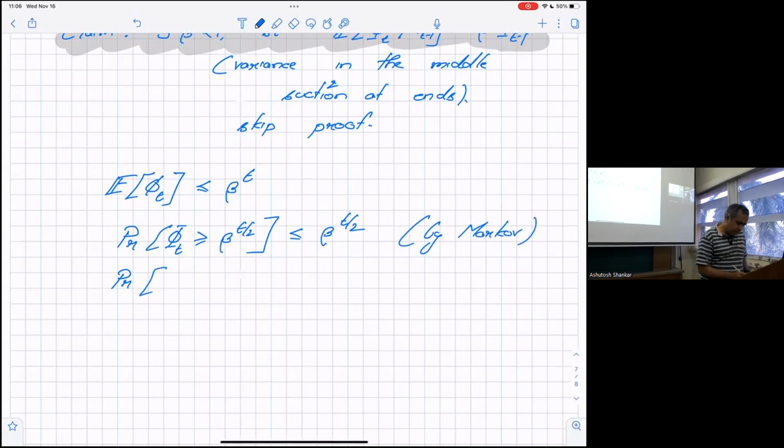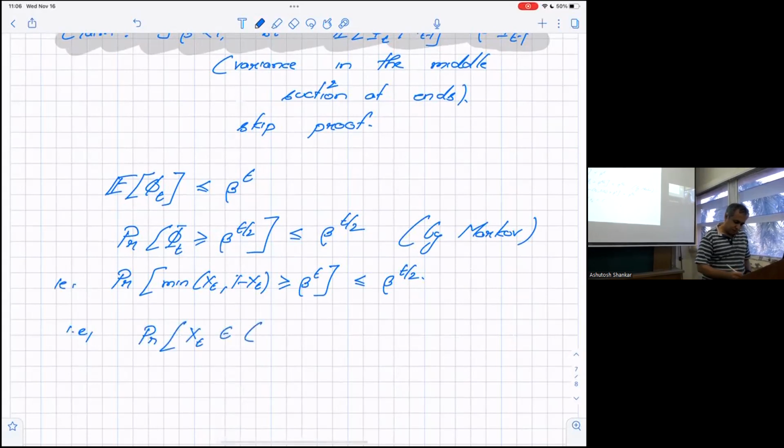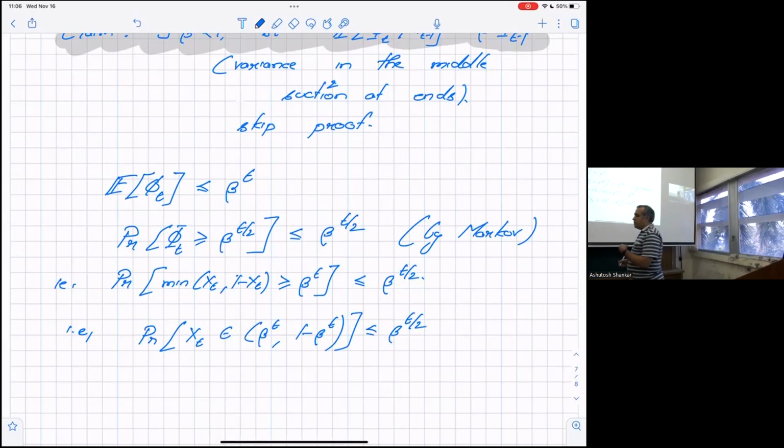Probability that the min of xt and 1 minus xt is greater than or equal to beta to the t is less than or equal to beta to the t by 2. Equivalently, probability that xt lies in beta to the t, 1 minus beta to the t, is less than or equal to beta to the t by 2. So beta is some number. Think of beta as some number close to 0.99999 or something.